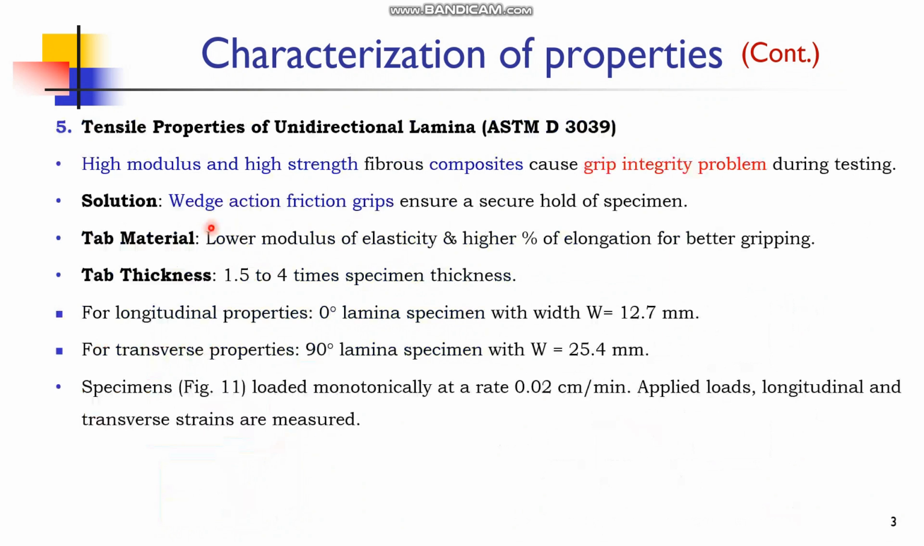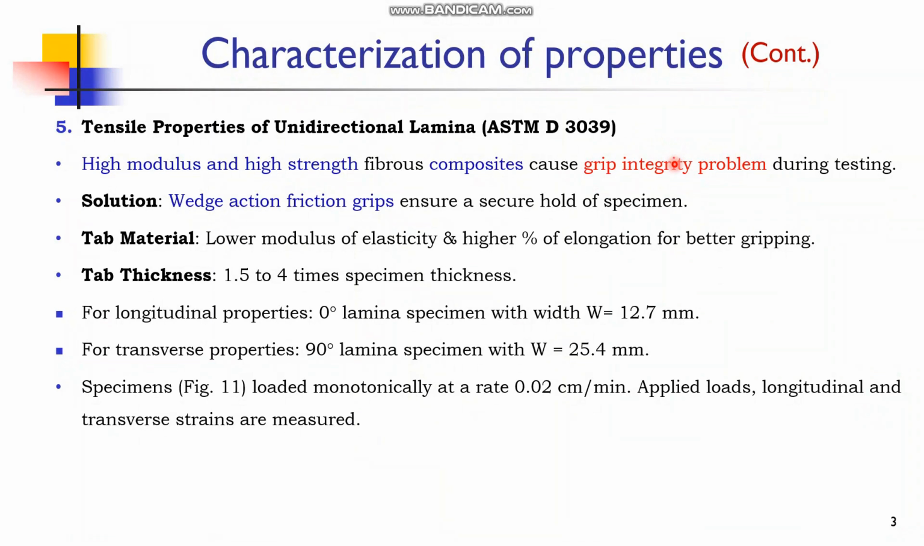The next characterization of property is finding tensile properties of unidirectional lamina, the UD lamina. The recommended ASTM standard is ASTM D3039. In this standard, the test has to be performed. Especially for finding tensile property of high modulus and high strength fibrous composite, it is challenging because there can be chances of grip failure of the specimen at the grip.